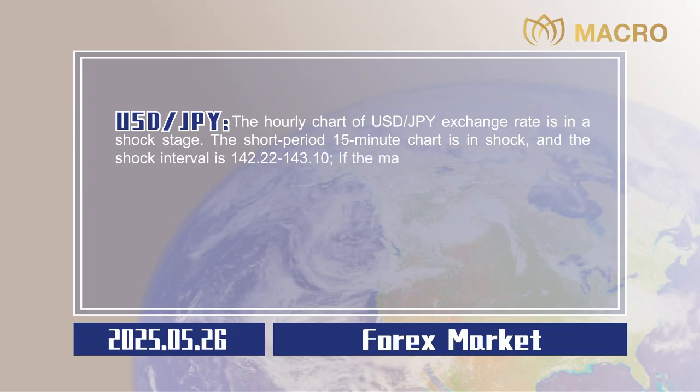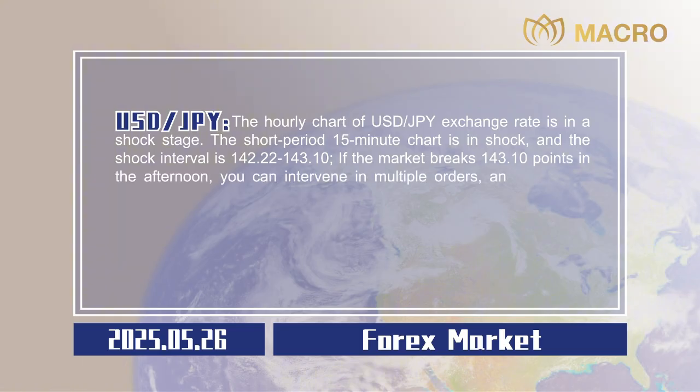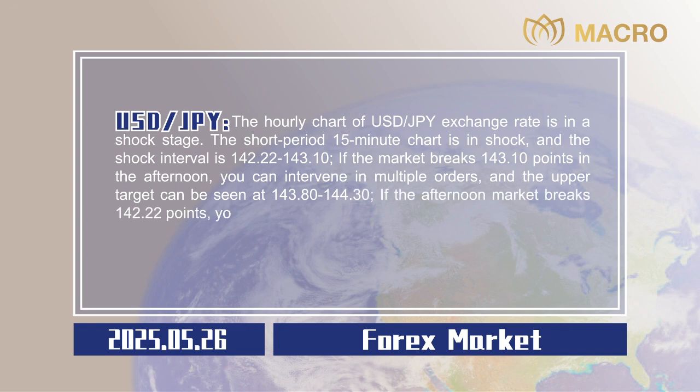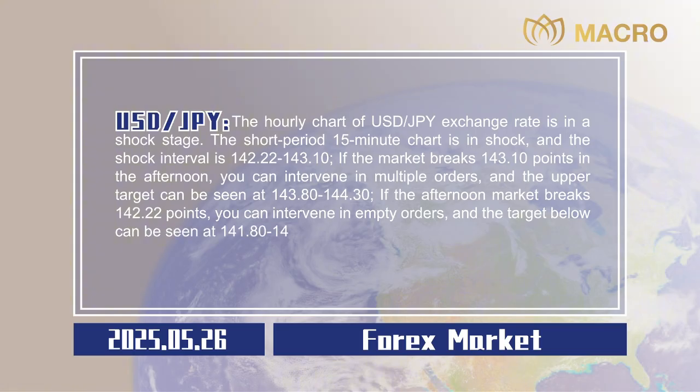If the market breaks 143.10 points in the afternoon, you can intervene in multiple orders, and the upper target can be seen at 143.80 to 144.30. If the afternoon market breaks 142.22 points, you can intervene in empty orders, and the target below can be seen at 141.80 to 141.40. Stop losses are all 20 points, 0.20.